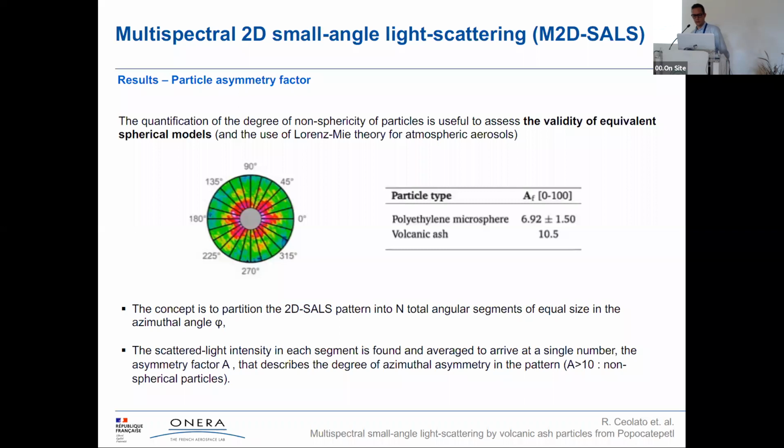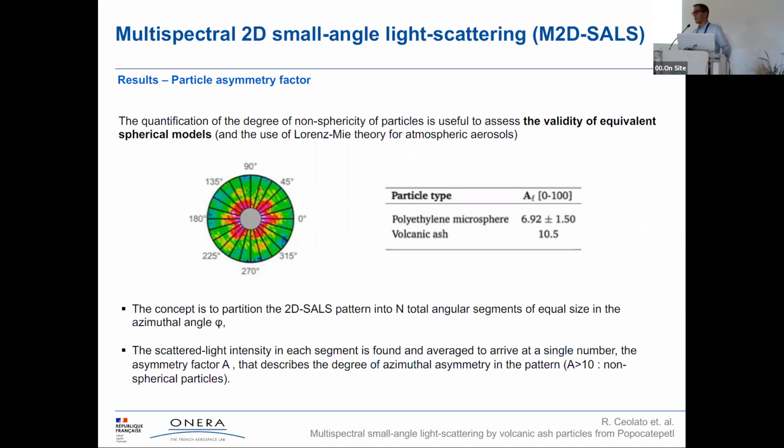Another way is also to determine the particle asymmetry factor. This is a more quantitative way. As you know, in atmospheric physics and science in general, when we encounter some particulate media that will scatter light from the sun or from the laser, in the case of LiDAR, we use the Mie theory for computing the different extinction or backscattering cross sections. And to do that, we are assuming that the aerosols are spherical. So we propose to use this kind of instrument to assess the validity of equivalent spherical models that most people are using for different aerosols.